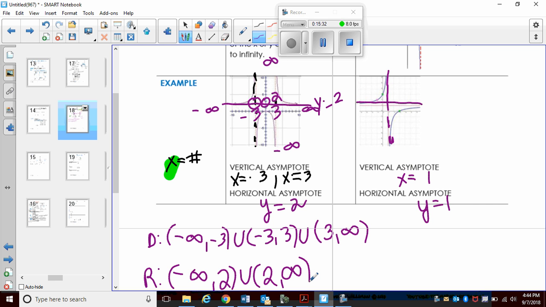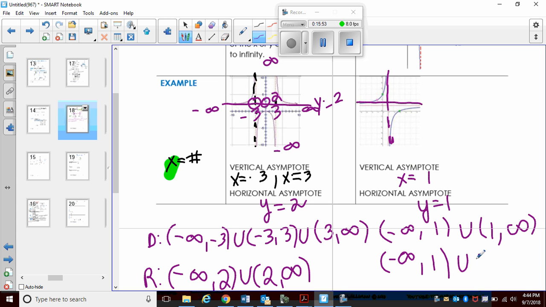So I'm going to let you think about the last one for a second. Think about that there's one little dot here, and it's coming from negative infinity, the domain, to 1, union, 1, infinity. The range, negative infinity, 1, U, 1, infinity, close parentheses. Okay?